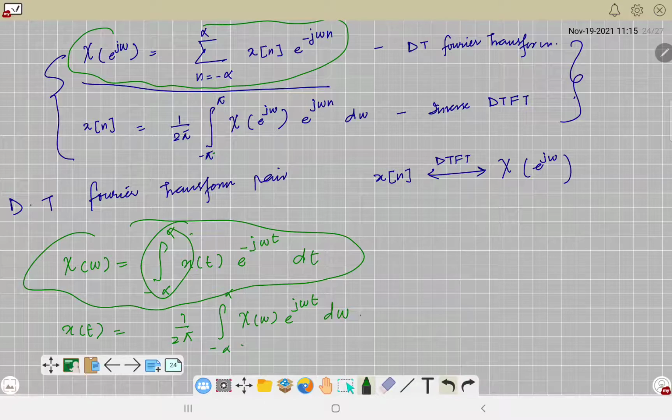We'll stop this video here, and in the next video we will try to discuss some properties of the discrete time Fourier transform. Again, they will be quite similar to those that we did in the continuous time case, but we'll see if there are some properties that are unique to the discrete time Fourier transform.